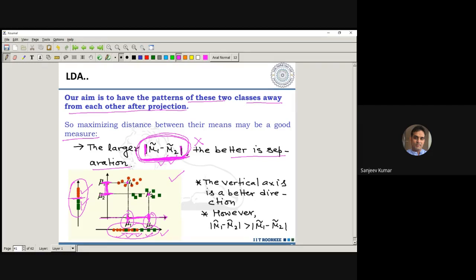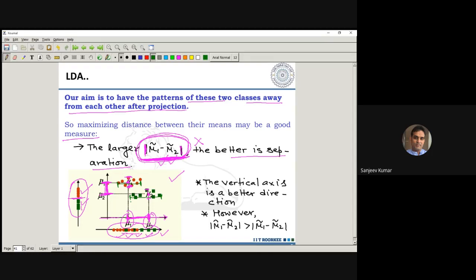What are we missing? If you see the scattering of this data in the vertical direction and the scattering of this data in the horizontal direction, you can find out in which direction you have bigger scattering.